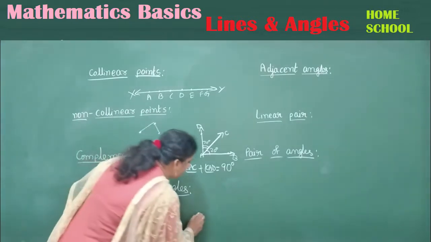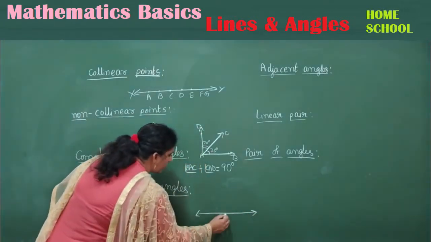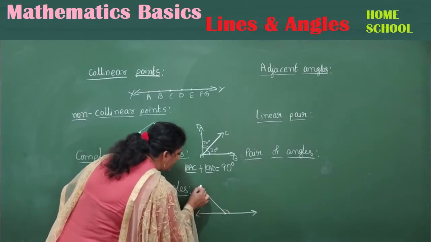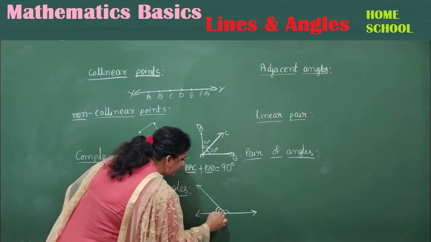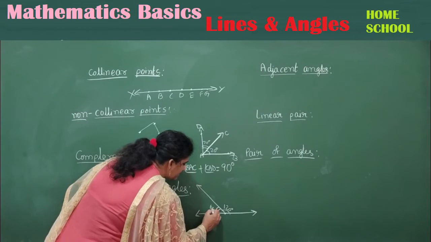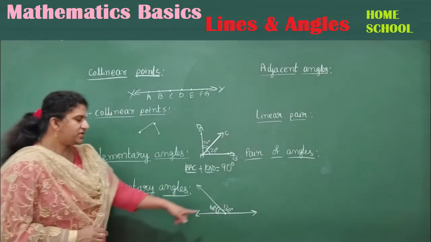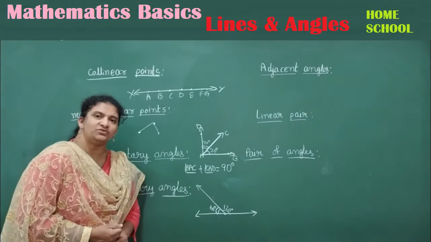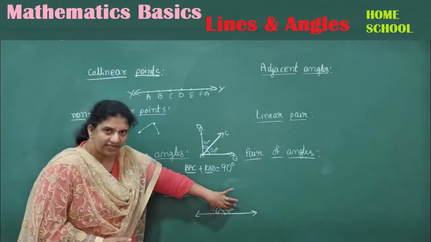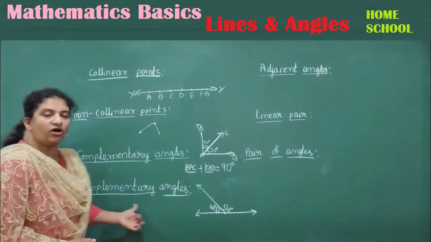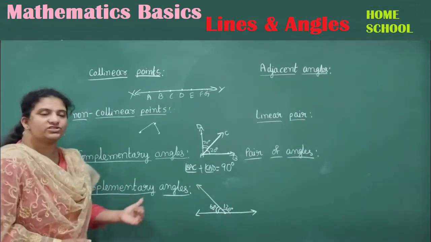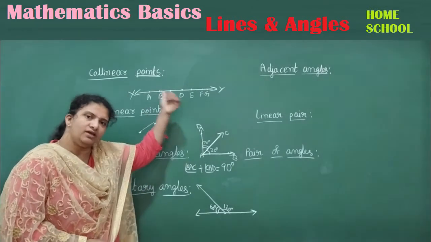In the same manner, let me draw a line here, children. Let me mark a point, the vertex, here. Let this be another ray and this is another angle. So this might be 120 degrees and this might be 60 degrees. Right? So observe here, 120 plus 60 will be how much? 180. Right? If the sum of the two angles is 180, then those types of angles are called supplementary angles.